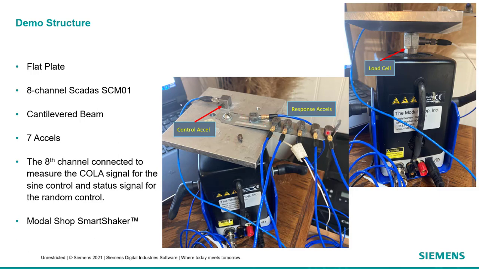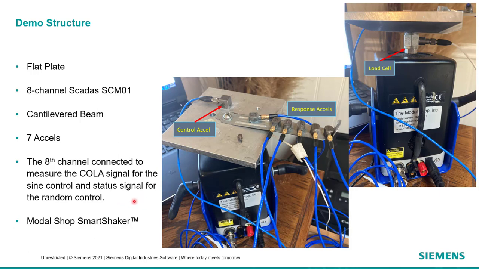I could use these for control, for monitoring, the response limit. But I've got my control accelerometer here at the base, and that's what I'm going to control to. In this case, I did have a load cell connected, but for this sine test, I measure the COLA signal. It's a constant output level adapter, and it actually stays at a 1 volt amplitude, but it gives you the instantaneous frequency as a function of time.